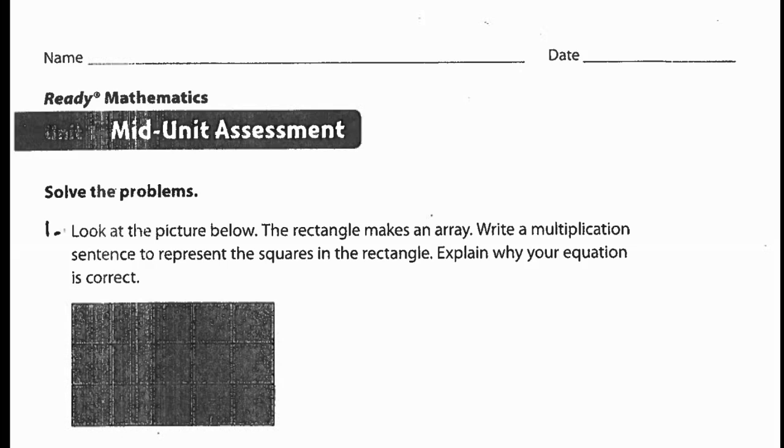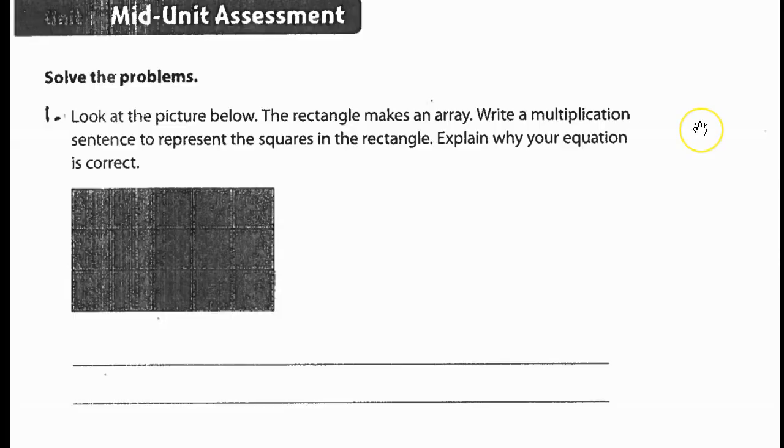So this is a quiz that you have tomorrow. I just want to review. It says, look at the picture below. The rectangle makes an array. That means that there's a square here, here, here. This is the array that the rectangle makes.